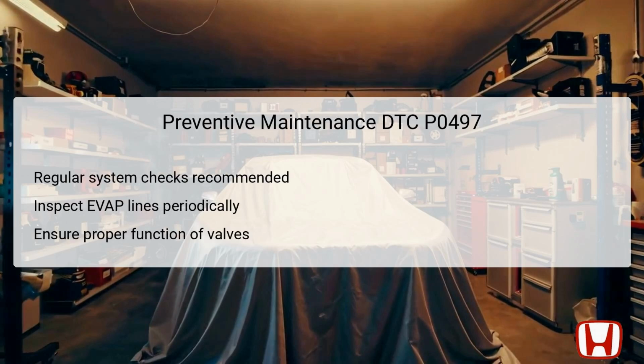As a preventive measure for avoiding future occurrences of DTC P0497, it is advisable to implement regular inspections of the EVAP system. This includes checking all lines, connections, and components for signs of wear or damage. By acknowledging the importance of these components, you can preemptively address any potential issues before they escalate into serious failures. Regular maintenance can also involve ensuring that the EVAP canister and purge valves are functioning correctly.